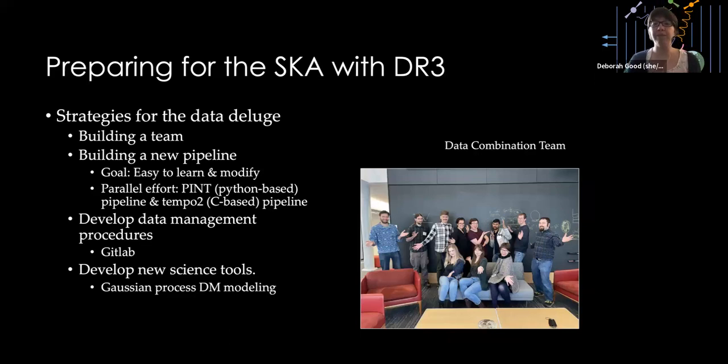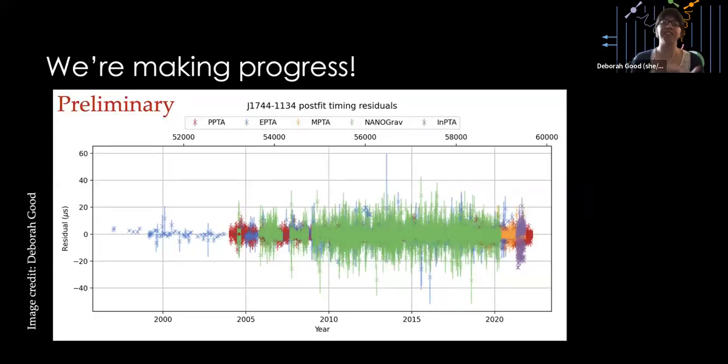This is very preliminary, but I do want to point out this is working. This is a recent combination of J1744-1134, the same pulsar we saw earlier. Here, the blue is the European Pulsar Timing Array, the red is Parkes, the green is NANOGrav, the purple is Indian PTA, and I want to draw special attention to the orange, which is MeerKAT. It's beautiful data. You'll hear more about it in a few minutes. So we're excited to see all these PTAs on one plot, in about the right order of residual size.